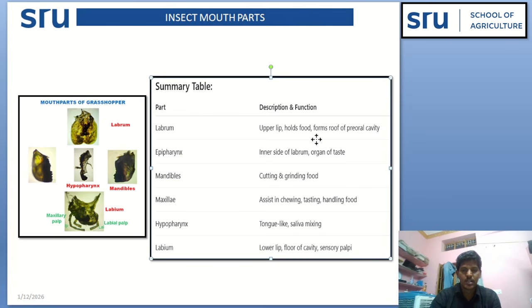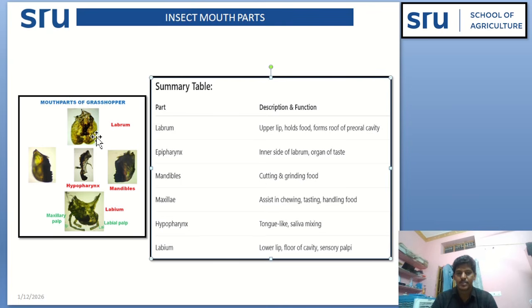Next, epipharynx. It is there just below the labrum. Epipharynx is the inner side of the labrum and it acts as an organ of taste. Next, mandibles. Mandibles are the teeth of insects, help in cutting and grinding of the food. Next, maxillae. Maxillae help in or assist in chewing, tasting and handling of the food.